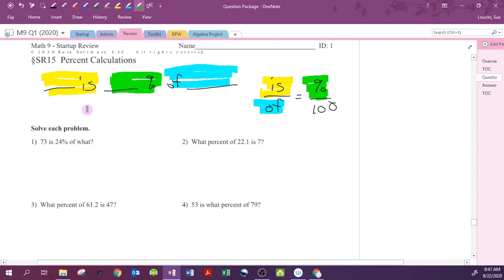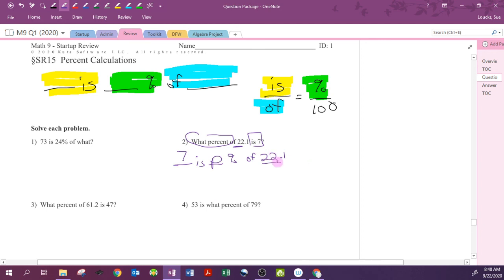Okay? So let's do, I'm just going to do an example. Number 1 is pretty straightforward because it's already in something is some percent of something. Number 2 is a little bit harder because it's saying what percent. So let's do our thing. Something is some percent of something. So this time it's saying what percent. So I'm going to put my P in the percent spot of 221 or 22.1. So the 22.1 goes in the of, and 7 is. So 7 goes here. Okay?